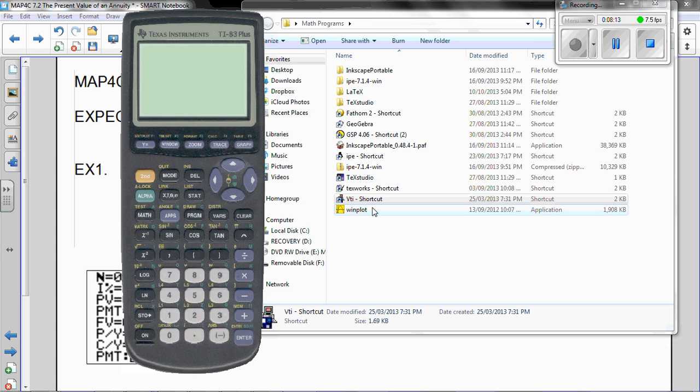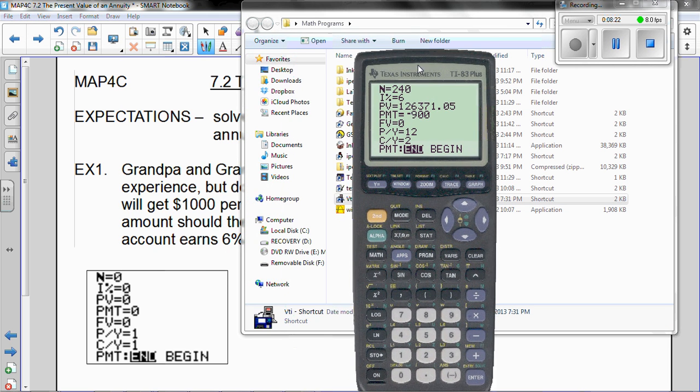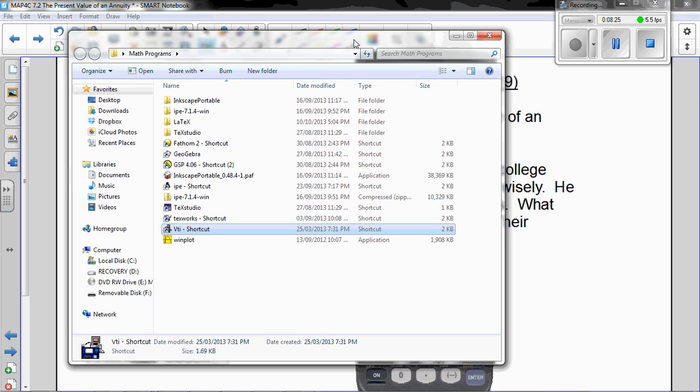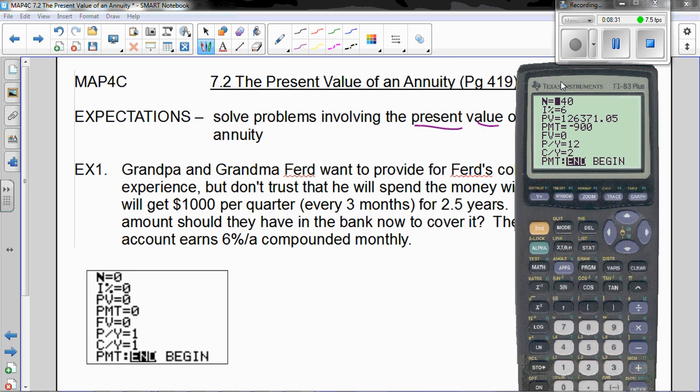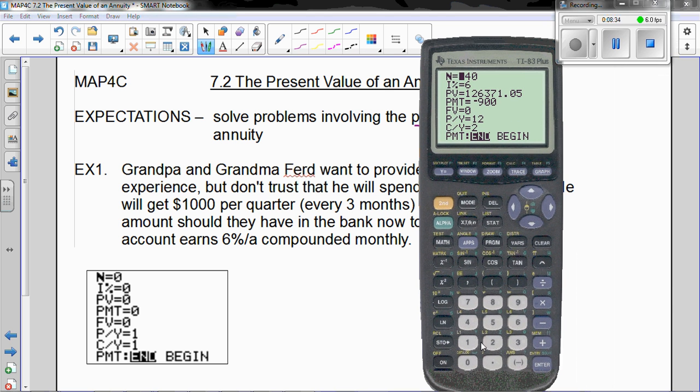There, okay, this looks better. This is more promising. TVM solver, dandy. So what do we got? Every 3 months for 2.5 years. So that's 4 times a year times 2.5 years. 10 payments, that sounds fine. The interest rate was 6% monthly. The payment was going to be $1,000 that Ferd's going to take out. And it was 4 times a year, 4 times a year.